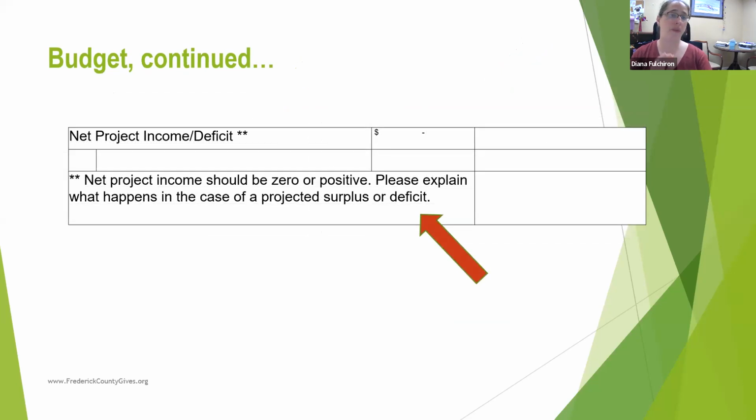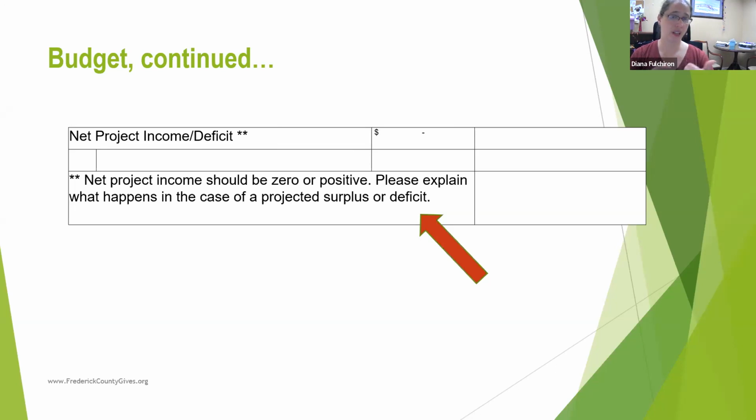So next piece, we'd like to know the net project income or deficit. Obviously, if we see a deficit within your program budget, we're going to want to know how you're going to execute the program, especially if the deficit is significant. If you have a program that is going to be partially supported by outside funding and partially supported by general operating funds from your organization, you can either explain that here if it's a deficit, or you can add those operational dollars within your income source.